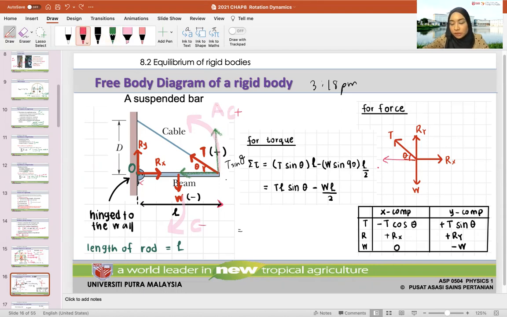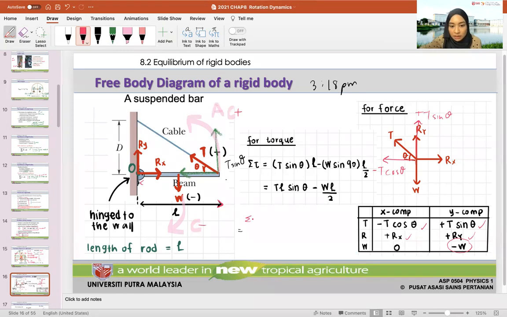Okay, so this is going to be T cosine theta, and it is negative because it's going to the left. And this is going to give me T sine theta, positive. So this is the Y component. For Ry and Rx, you just put it like this. We don't know what else yet. And for the weight, it has a negative W direction, and its X component is non-existent, so it's just 0.